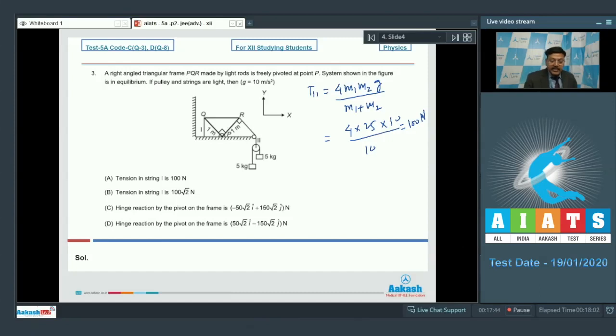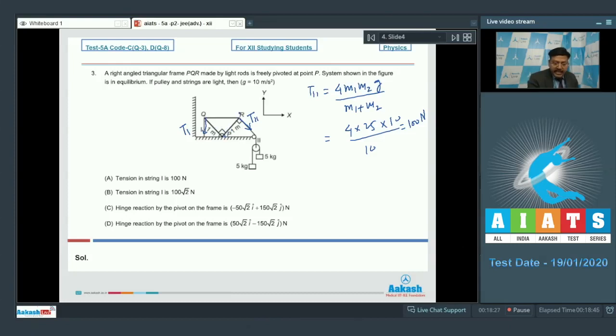Now to find tension in string 1, we look at the rotational equilibrium of the frame. On the frame, the external forces are T2 in this direction, whose value is 100 Newton, which we just found, and there is T1 in the vertically downward direction. And of course, there will be the hinge reaction too, but we are first finding the value of T1.